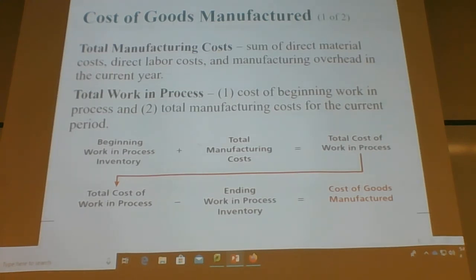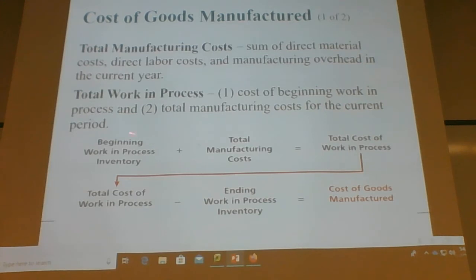Maybe it's fully assembled, but there's a finishing or a varnishing process that hasn't been completed yet. Well, this partial inventory has a value to it. Okay, so that's what I'm talking about when I said earlier that the inventory accounts for a manufacturer are quite a bit more complicated. So we see here we've got our beginning work in process inventory.